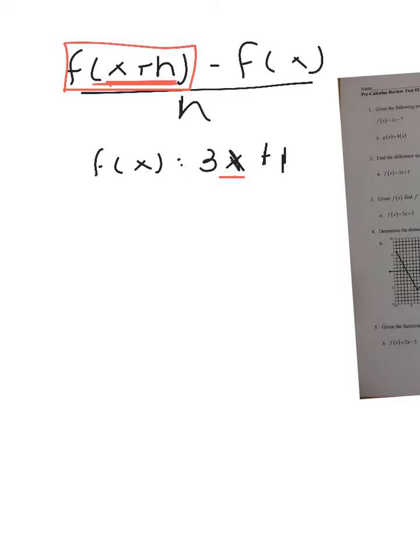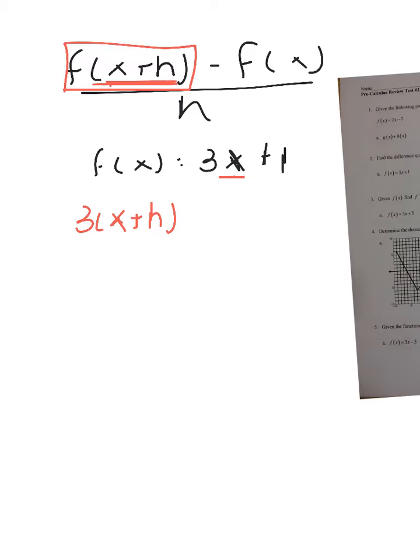Okay, so I have f of x is equal to 3x plus 1. So what I do is I just follow the formula. This formula starts off with f of x plus h. So I take this x plus h and I plug it into my x. That's my input. So it's 3 times x plus h.